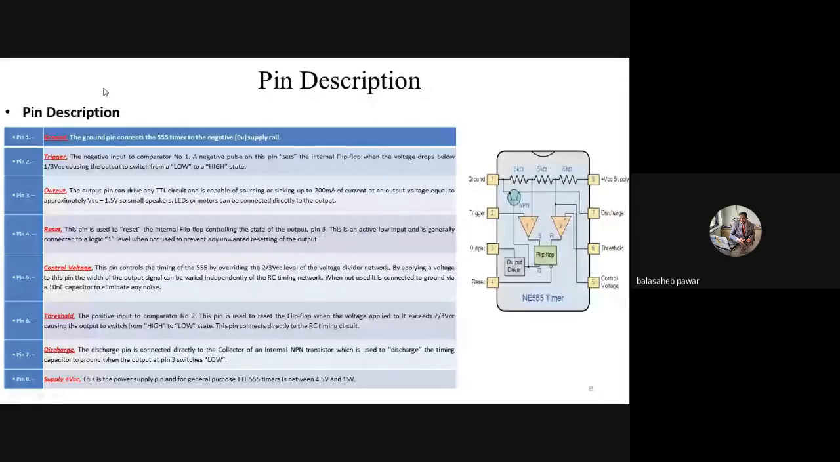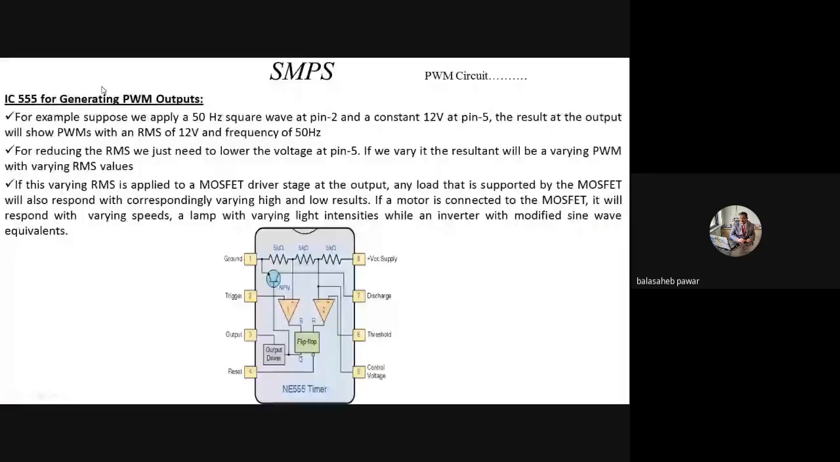Again, we'll see one example, as a PWM generator, how it generates that PWM. Suppose we supply a 50 Hz square wave at pin number 2. That pin number 2 is nothing but what? It is a trigger. You will observe that. So a 50 Hz square wave at pin number 2 and a constant voltage at pin number 5. Pin number 5 is nothing but the control voltage.